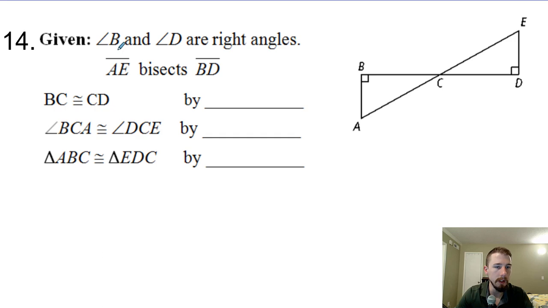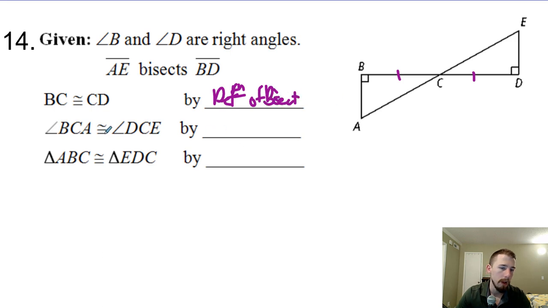All right, given B and D are right angles, so that's already given. And AE bisects BD, which means it cuts it in half. So AE cuts this one in half. The first part is that BC and CD are the same. If AE cuts it in half, that means those two segments are congruent. That's going to be by the definition of bisect. That should be a B.